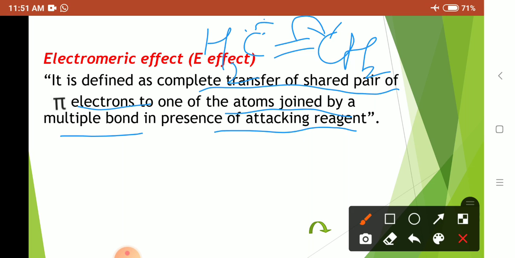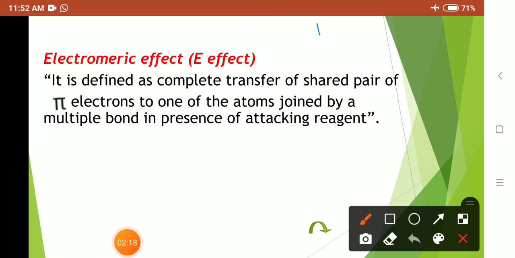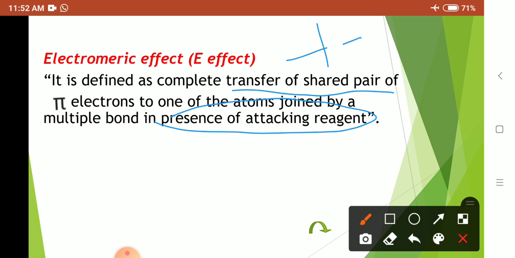Here, a 1 mark question is asked. For 1 mark, the definition will be asked. So writing this attacking reagent is very important, and transfer of shared pair of pi electrons. And I told you it takes place in presence of attacking reagent. It means when we remove the attacking reagent, the effect stops. Therefore it is a temporary effect, we can say.